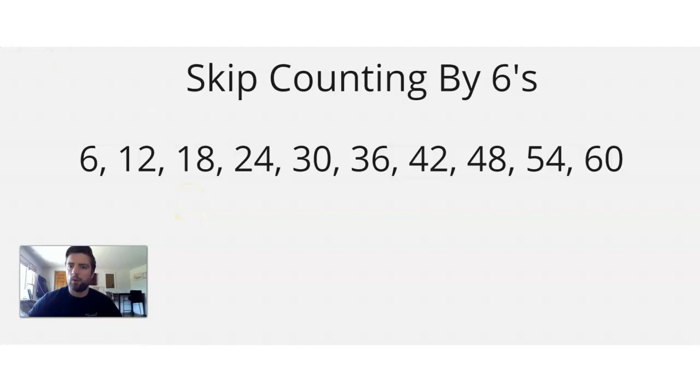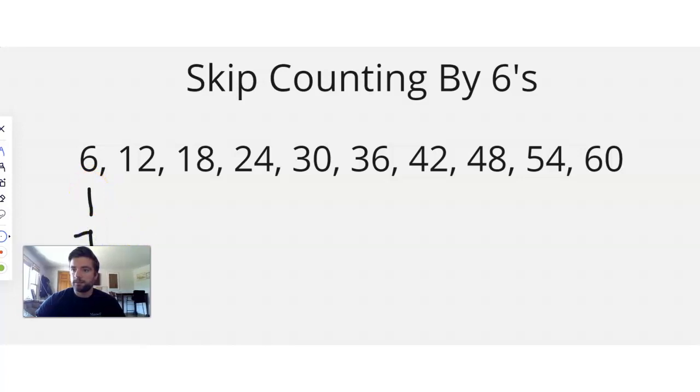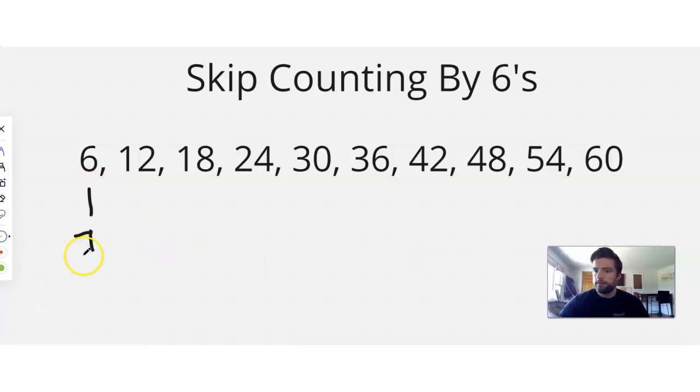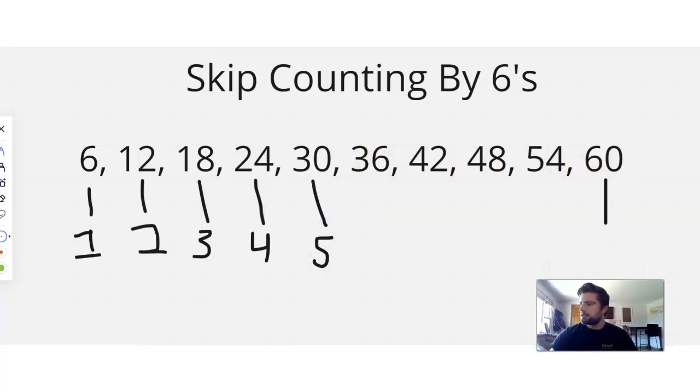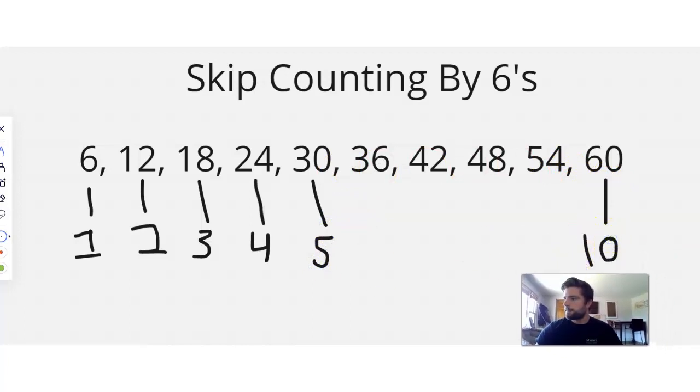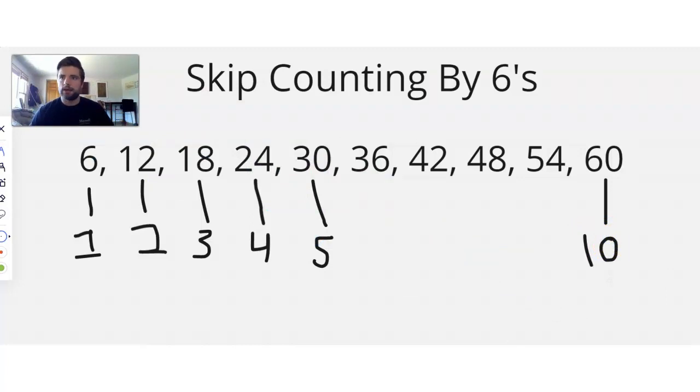Now, I also want to talk about what skip counting really is. It's basically just adding really fast in our head. So 6 is going to be 1 6. I'm going to move my face out of the way. The number 12, really, that just means 2 6s. The number 18 really means 3 6s. 24 is 4 6s. 30 is 5 6s. All the way up to 60 is 10 6s. So that's just another way to think about what skip counting really means.